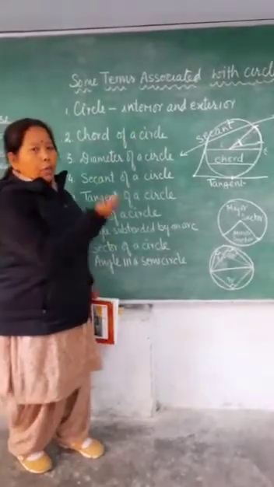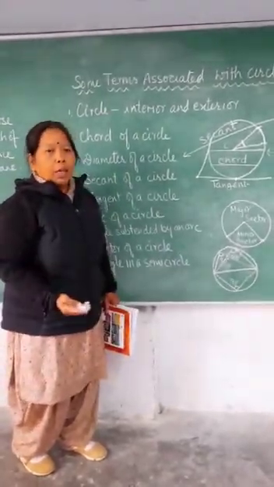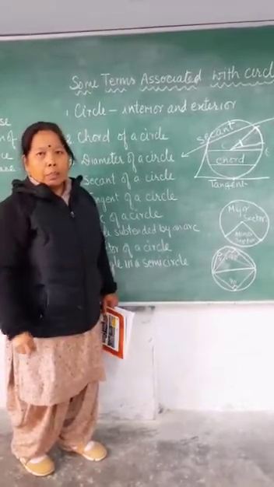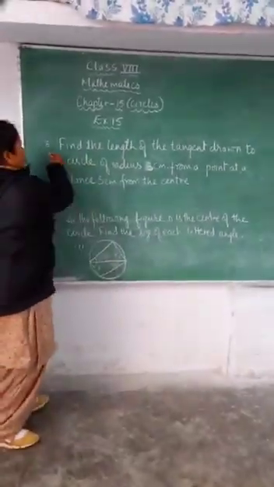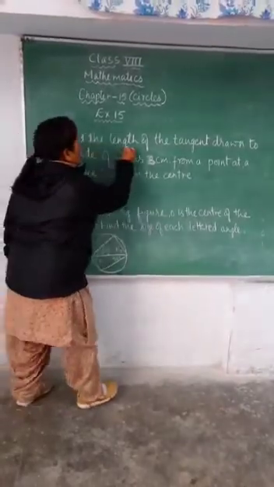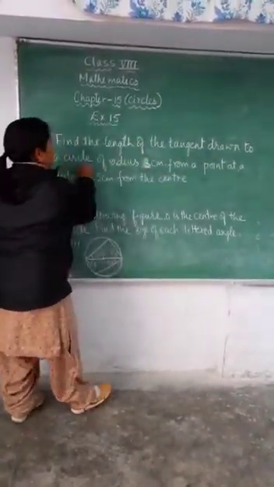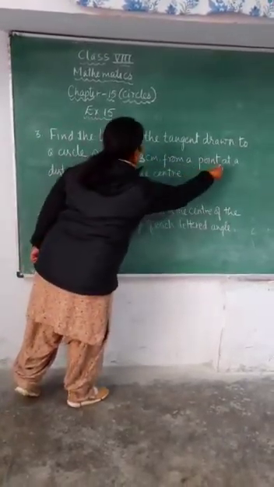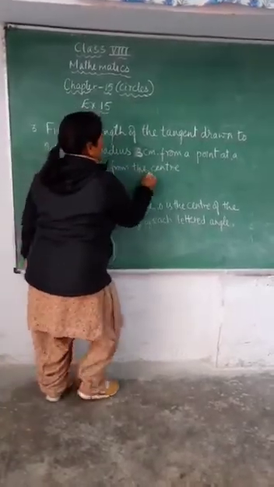So I think you have understood all these questions. Go through the example given in the book and then you will be able to solve the questions of exercise 15. Now I am explaining question number 3 of exercise 15. The question is, find the length of the tangent drawn to a circle of radius 3 cm from a point at a distance 5 cm from the center.